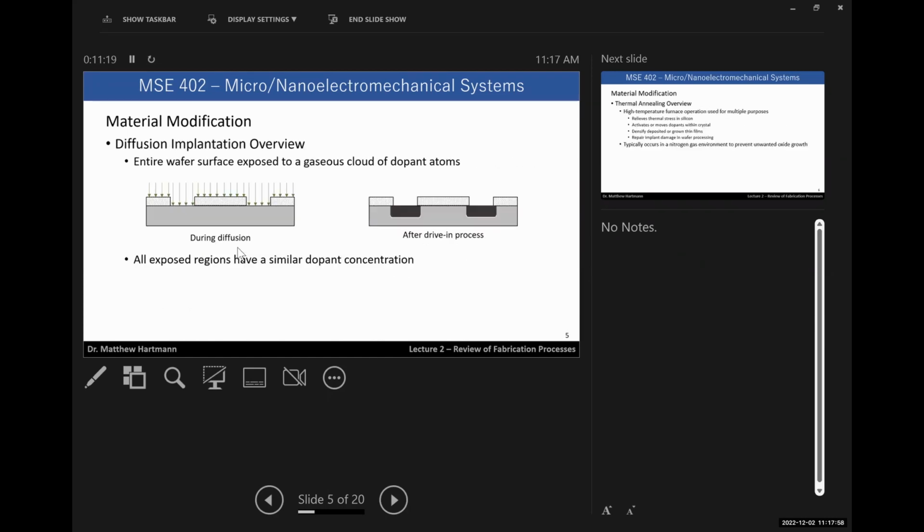In contrast, this is diffusion. This is what used to be done until the late 1980s. Now practically everything has moved over to ion implantation.